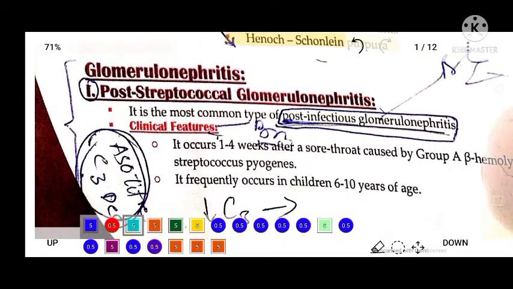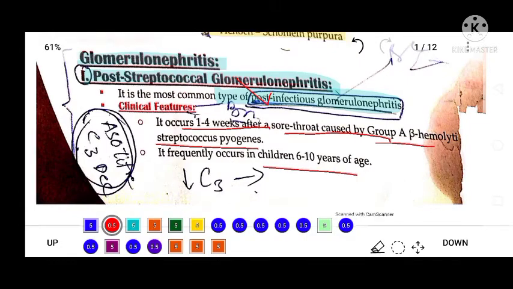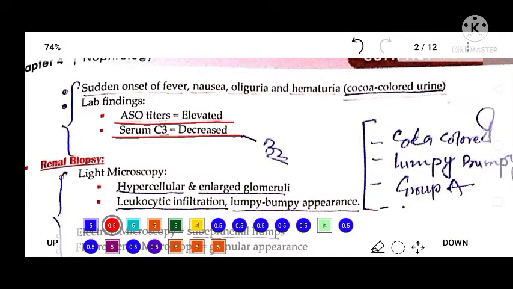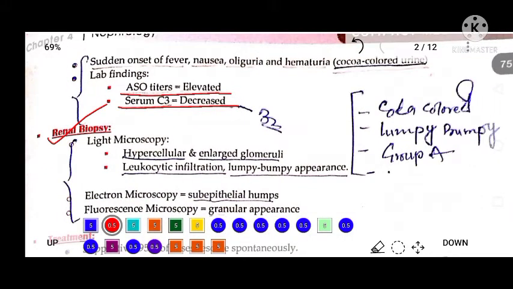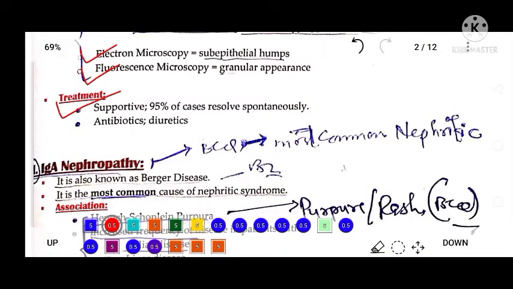Now, coming to the first glomerulonephritic disease and nephritic syndrome, that is post-streptococcal glomerulonephritis. It is a type of post-infectious glomerulonephritis. After infection, glomerulonephritis occurs after 1 to 2 weeks. Sore throat occurs because of group A beta-hemolytic Streptococcus pyogenes, then glomerulonephritis occurs, in which the ASO titer is elevated and serum C3 complement is decreased. Lab investigation will be biopsy, electron microscopy, and fluorescent microscopy. Treatment will be supportive; antibiotics and diuretics should be given in this disease.